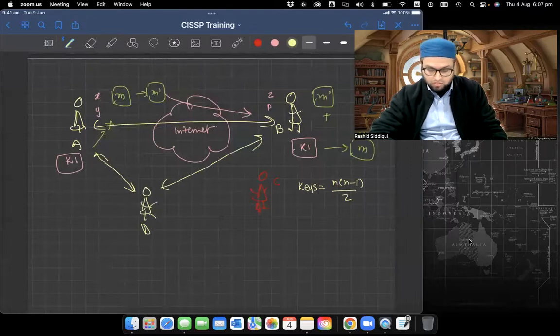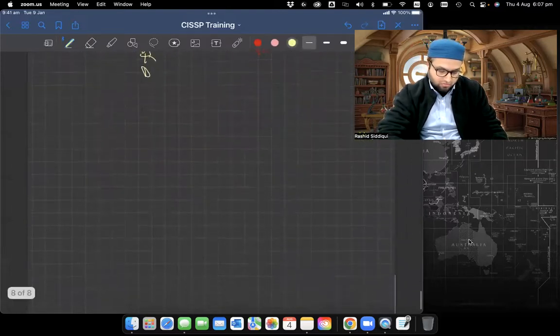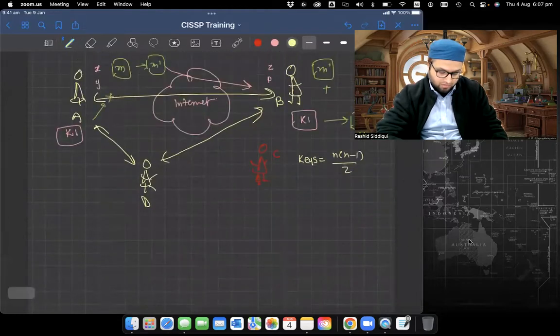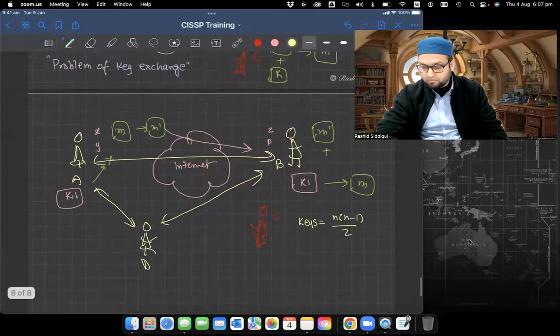Now, coming to the asymmetric approach, things look a bit different because we don't have the same key for both encryption and decryption. We have a different key for encryption and a different key for decryption. And we will discuss that in the next video.